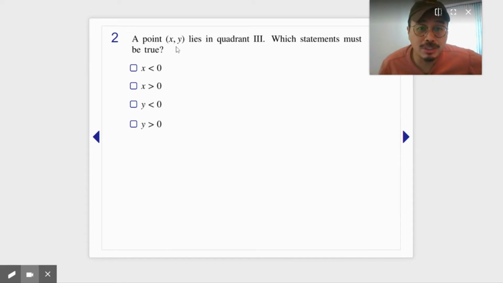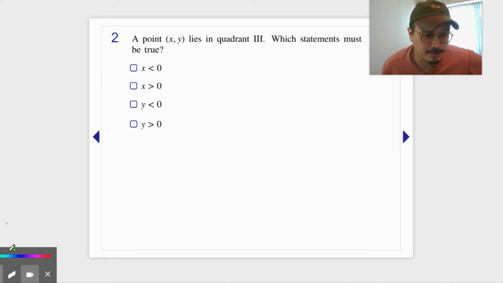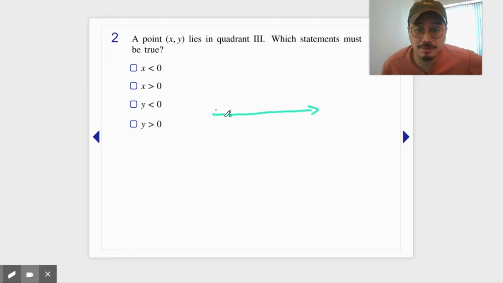A point (x, y). Okay, I really like this. I'm just gonna tell you now. You're gonna see a question like this type on the quiz. I mean, this is a great question. A point (x, y) lies in quadrant 3. Okay. So let's draw. Hopefully this is better. Quadrant 3. So that's here, right? 1, 2, 3, 4. Which statement must be true?